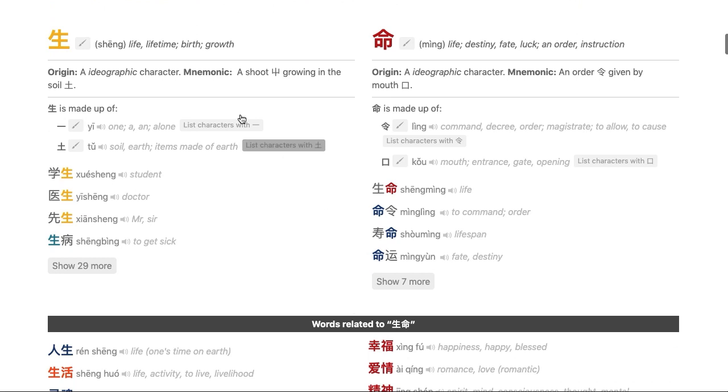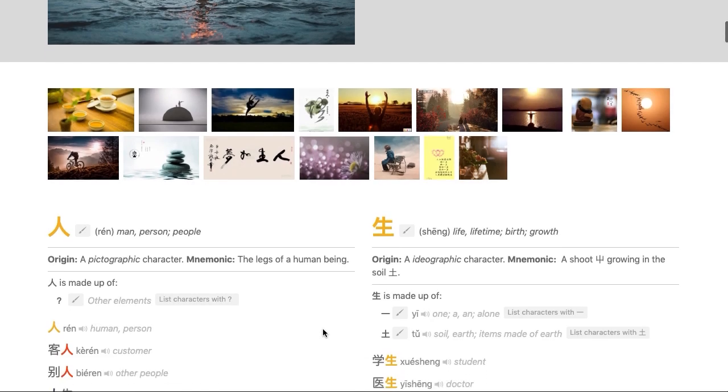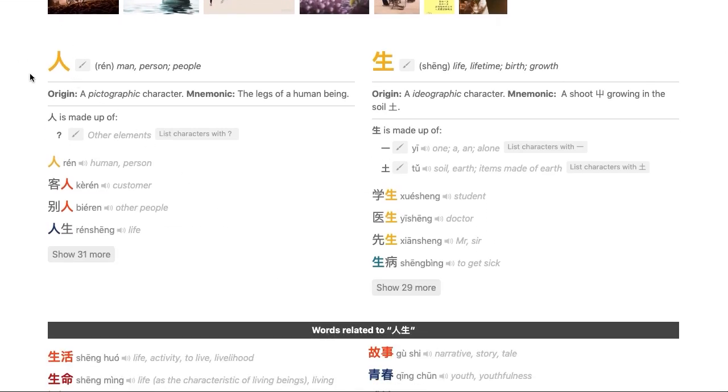And if we look at the Chinese characters, we can see that 生 means life, and 命 means life or destiny, right? So 生 and 命 both mean life. Whereas for 人生, you can see that 人 means a person, right? So it's the life of a person, 人生, a human's life, a person's whole life, his time on earth.